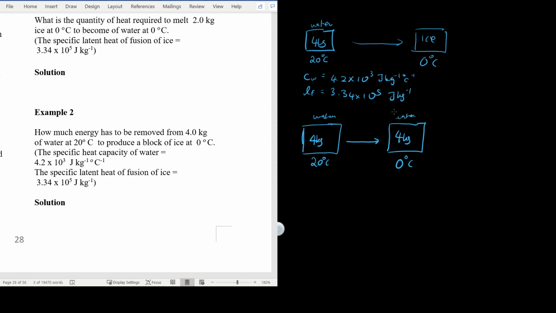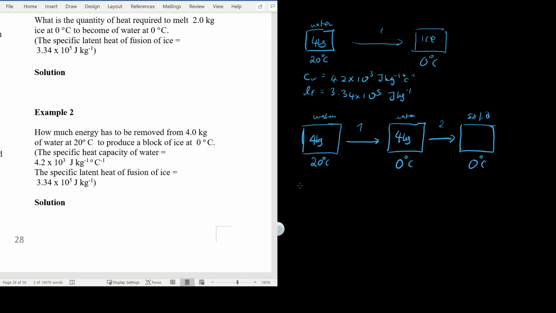Once all of the molecules in the water become 0 degrees Celsius, then we can change the phase, from liquid to solid. Of course, from liquid to solid, there is no change in temperature. So actually there are 2 processes involved in this problem, the first one and the second one, not just one process.